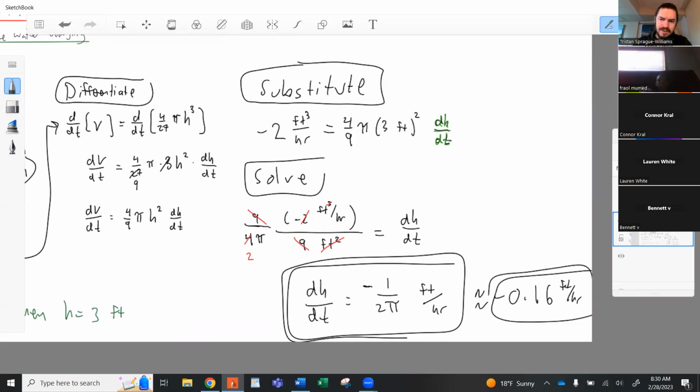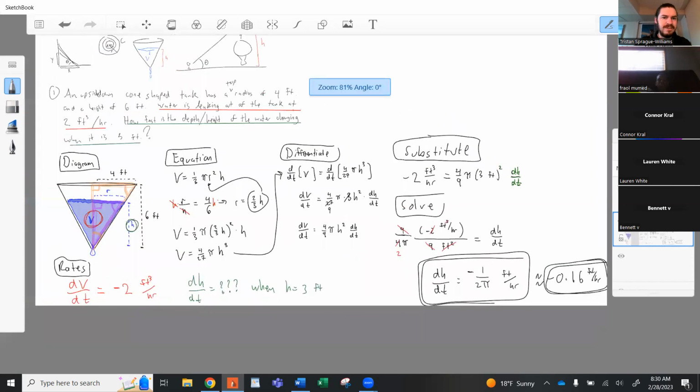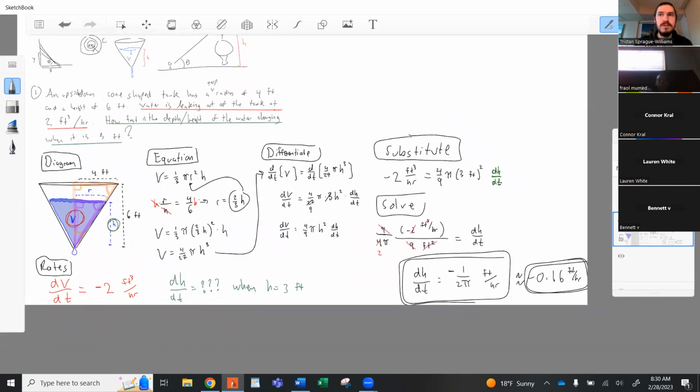And that's how fast the height of the water is going down. And actually, the fact that it's a negative rate of change means that the water level is going down, which we should have expected if the water is leaking out of the tank.